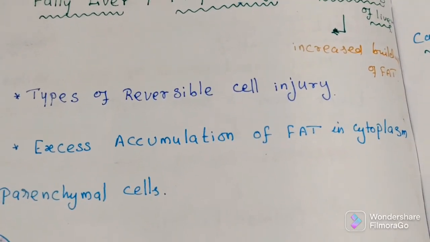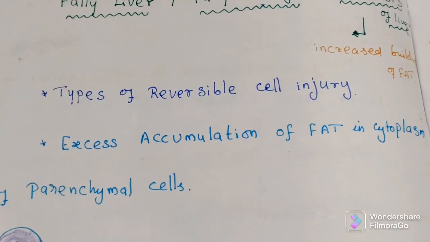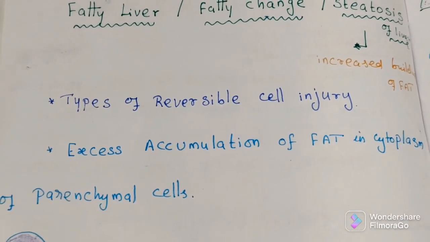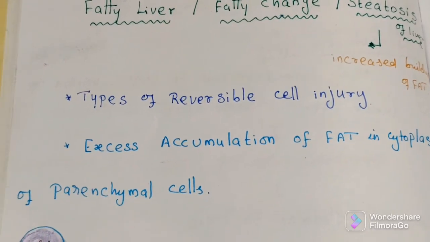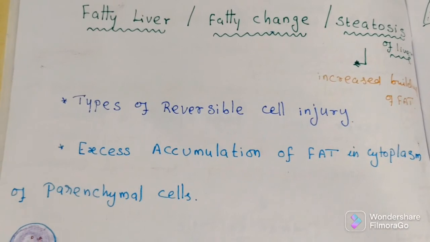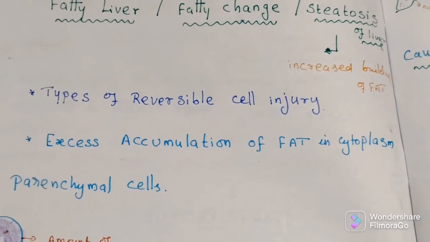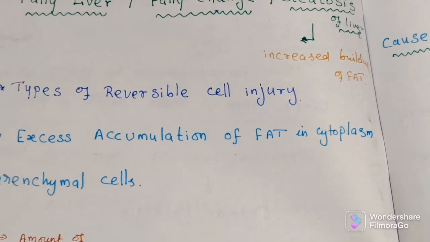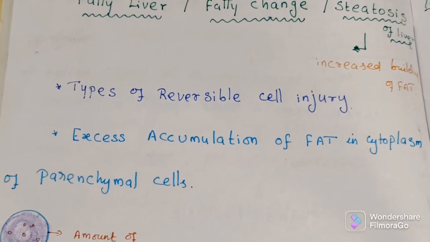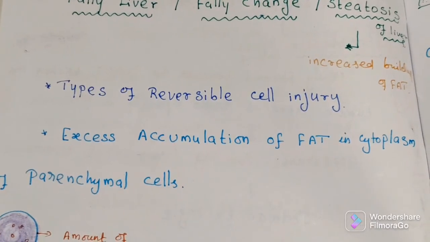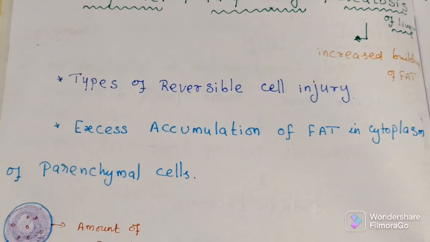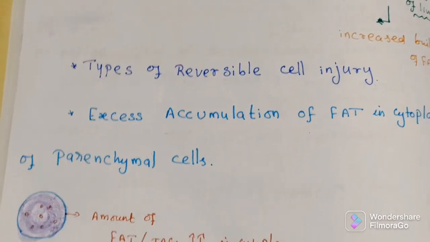So what is fatty change? Excess accumulation of fat or triacylglyceride in the cell cytoplasm is called fatty change. Otherwise, we can say excess accumulation of fat in the cytoplasm of parenchymal cells. It is a reversible cell injury.